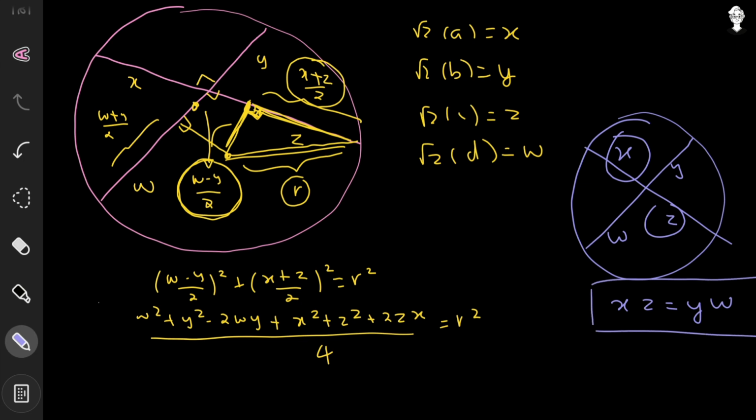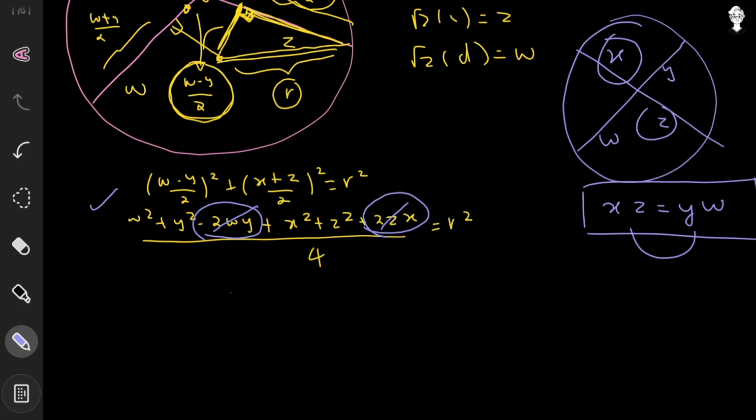Now look, in this particular equation we have negative 2 times wy and positive 2 times zx, and as these two values are equal, they are going to cancel out each other. So the remaining equation is x square plus y square plus z square plus w square is going to be equal to 4 times r square.